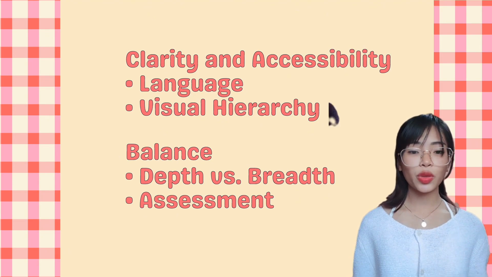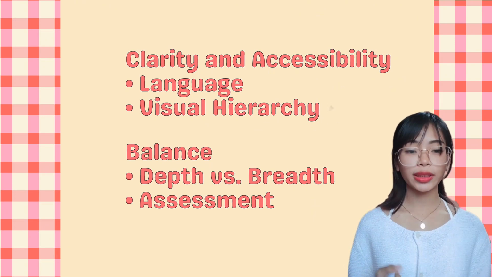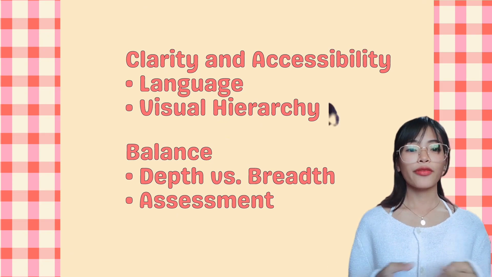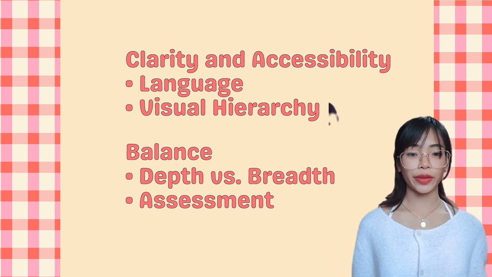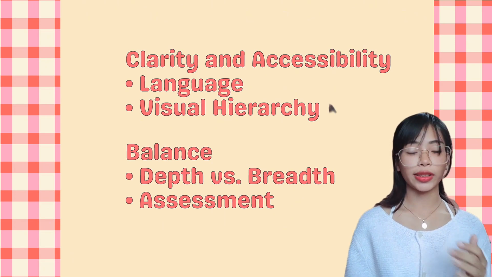Second, we have the visual hierarchy. Use formatting, such as bold, italics, bullet points, to emphasize key points. Visual hierarchy aids comprehension. For instance, bold important definitions or concepts.